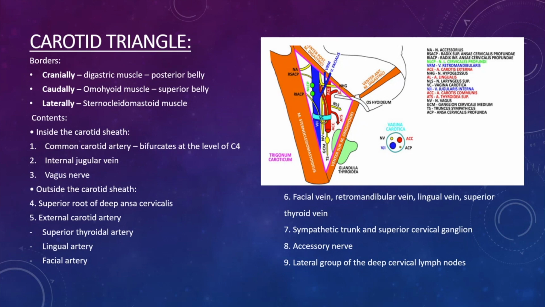Now, outside the carotid sheath, as I said before, we'll find the external carotid artery because that's not part of the sheath, and also a few of its branches like the superior thyroid, the lingual, and the facial artery. We'll also see the superior root of the ansa cervicalis, which is a part of your cervical plexus. We also have the facial vein and the retromandibular vein draining into the internal jugular vein, even the lingual vein. We have the accessory nerve, which innervates your sternocleidomastoid muscle, and some lymph nodes.